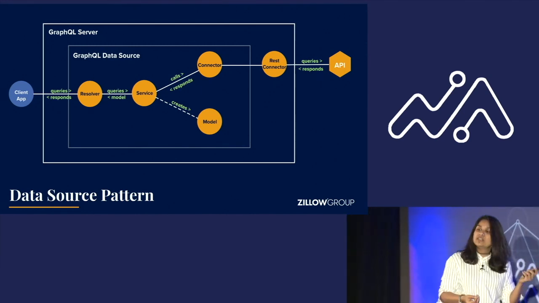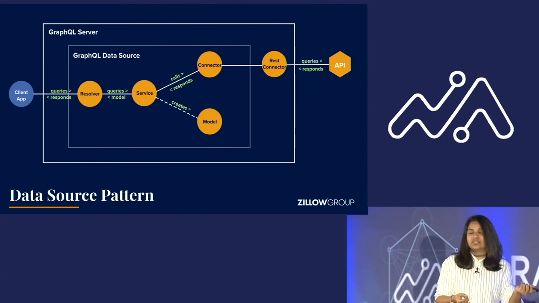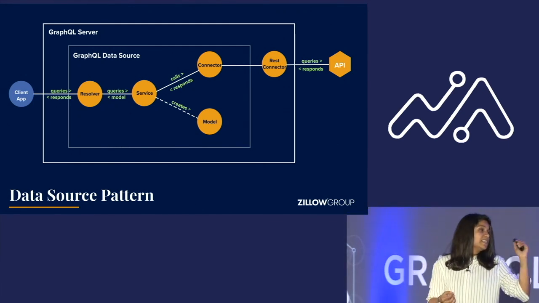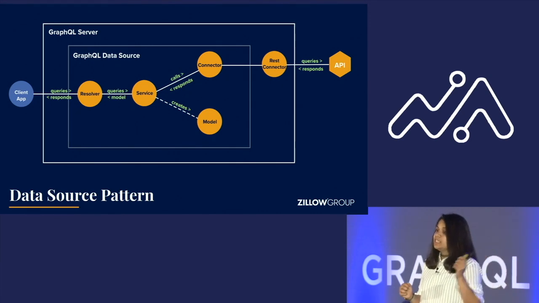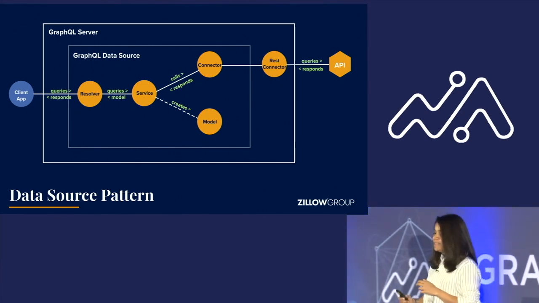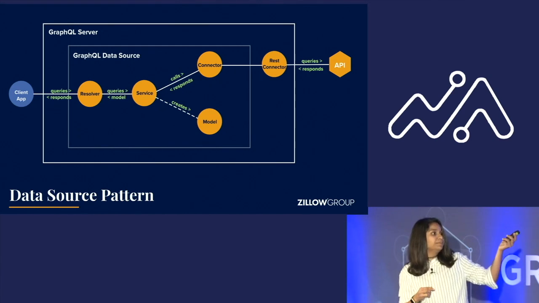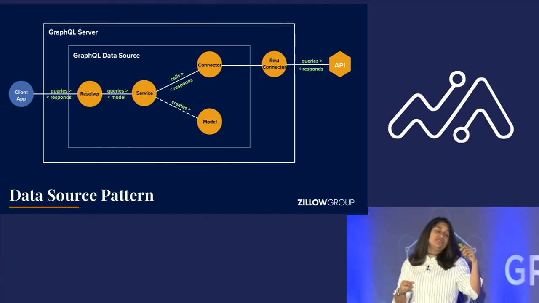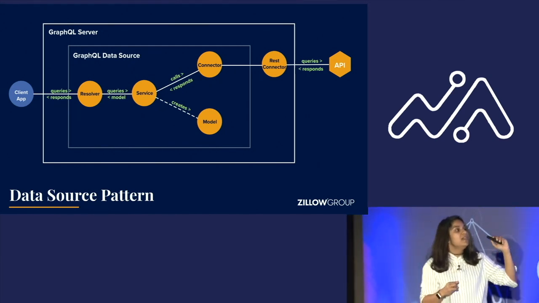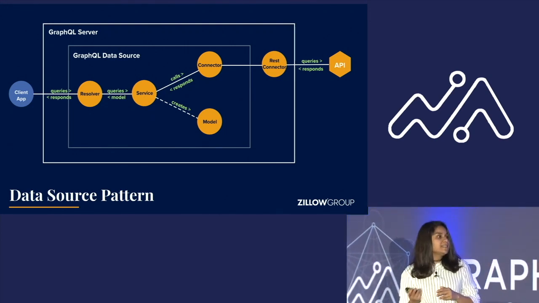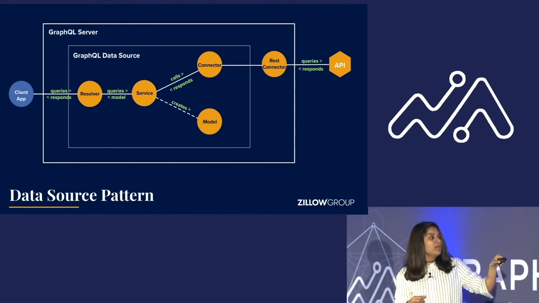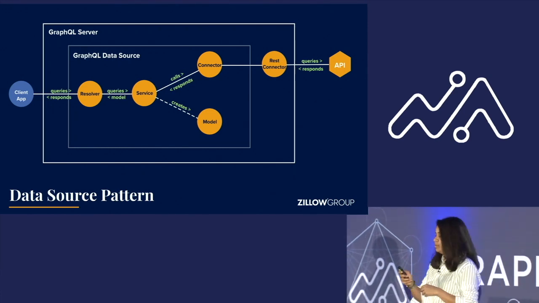The service doesn't make a call to the backend API on its own. What it does is it passes it to the connector in the data source. The connector in the data source is basically a shell that extends the REST connector in the server. And why we chose to do that, we'll talk about in a bit. The REST connector in the server reaches out to the backend API, gets the data back, and then it passes back in the flow. A model is created with the relevant data, and then the resolver gets it and returns the fields to the client app.